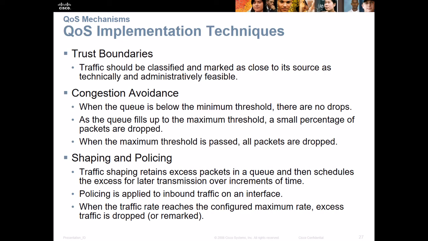The implementation techniques, please write those 3 things down. The trust boundaries: traffic should be classified and marked as close to the source as possible. Congestion avoidance, so you want to try to avoid traffic. When the queue is below a certain threshold, there are no drops, of course. When a maximum threshold has been reached, you want to make sure that you drop packets that are not necessary, so you don't create traffic, or you can guarantee a committed information rate.